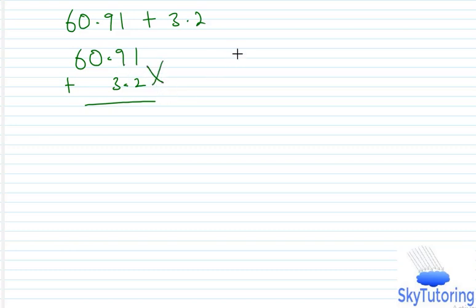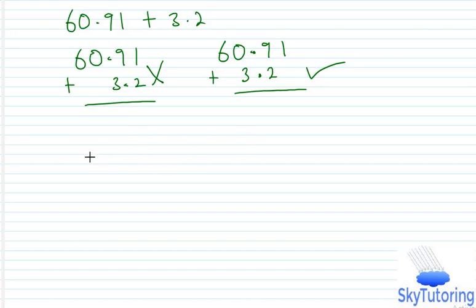So what will be the right way of writing it? The right way will be 60.91 plus 3.2. What do you observe here? If you pay attention, the unit terms are under each other, the tenth terms are under each other, and the decimal points are also under each other. This is the right way of representing this.